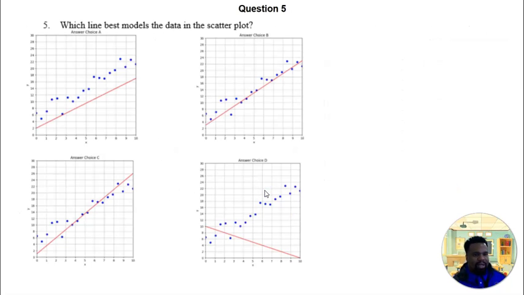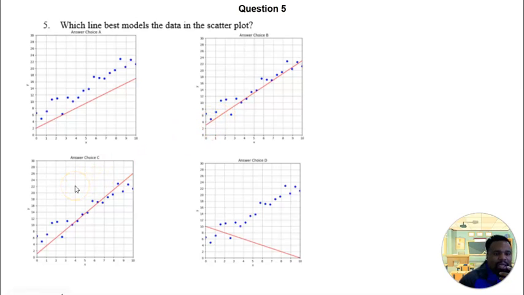Let's look at number 5. It says which line models the data in the scatter plot. So we're looking at which one has the best representation of your line of best fit. If you look at graph A, this is below most of all of your points. So this won't be a good representation of the line of best fit. Look at graph B. Now graph B looks like it's pretty much through most of all of your data here. So this looks like it could be a good representation.